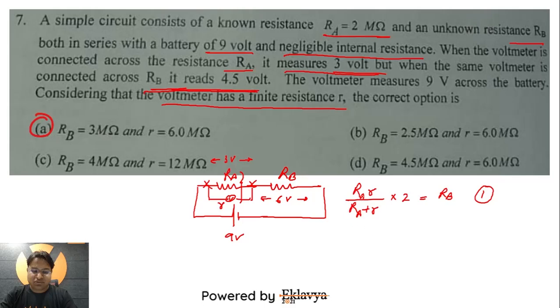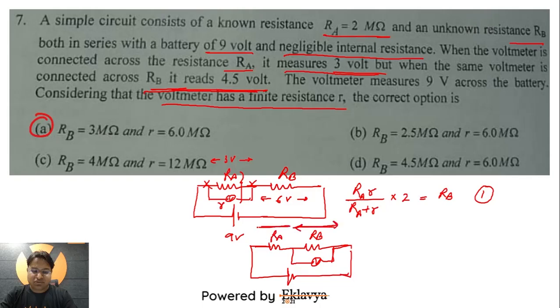Okay, now the question tells us that instead of connecting the voltmeter across RA, if we would have connected it across RB, then the reading would have been 4.5 volts. So if I redraw the circuit by assuming that the voltmeter is connected here, then in this case the result that we get is a 4.5 volt drop here.